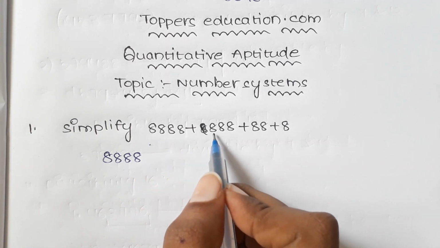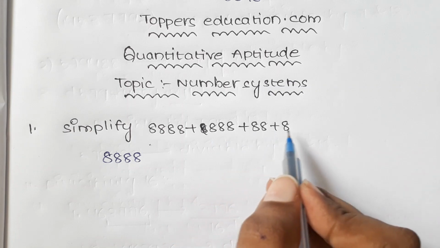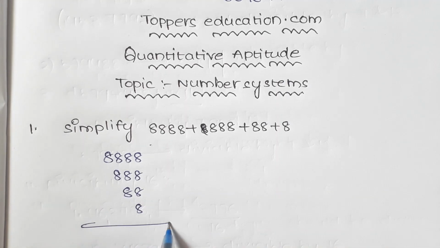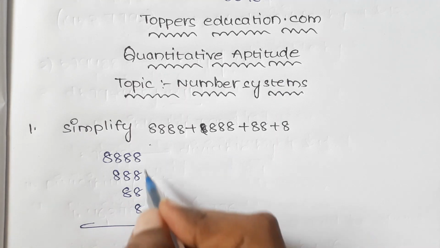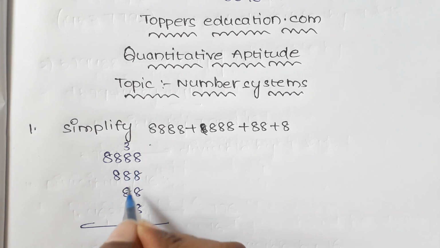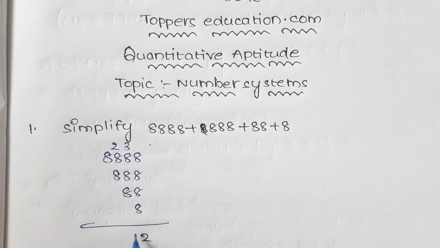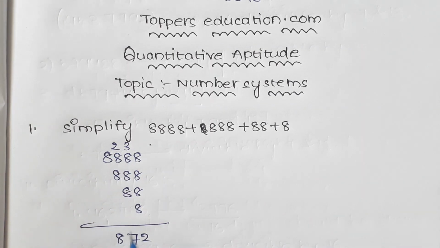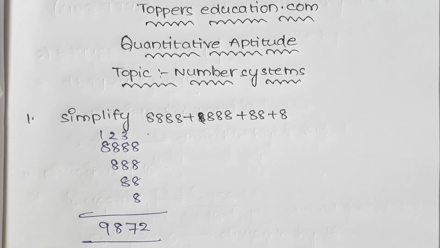That is given 8888 plus 888 plus 88 plus 8. Here we should write them. Here we have 8 4s, that is 32. Here is 3, and here again 8 3s are 24 plus 3 is 27, and again 8 2s are 16 plus 2 is 18, and again 8 plus 1 is 9. This is the speed addition, that is 9872, the answer for the given addition.